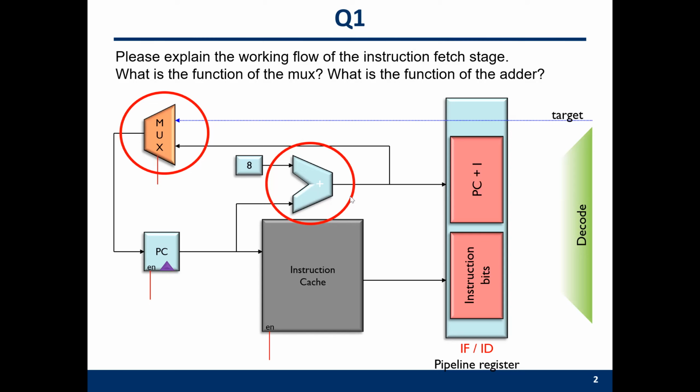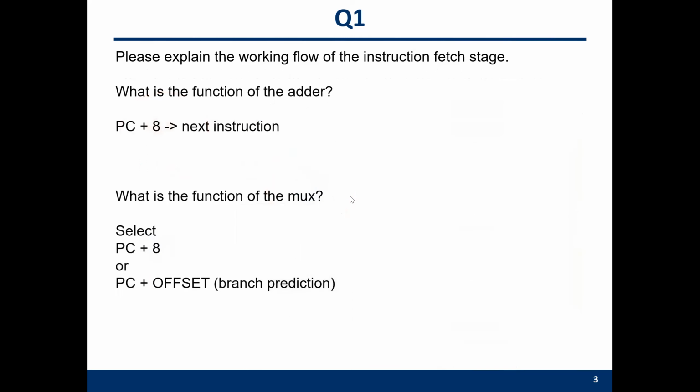If you have any questions, you can interrupt me and ask. So the function of the adder is to compute the address for the next instruction. And the function of the mask is to select between the next instruction and the branch prediction result.